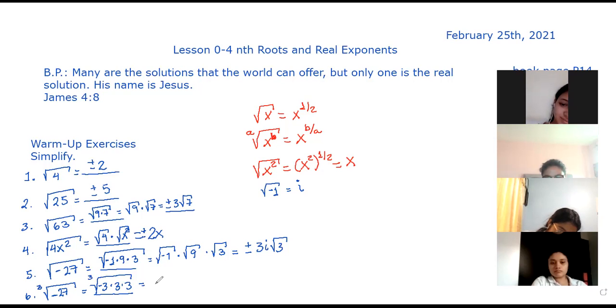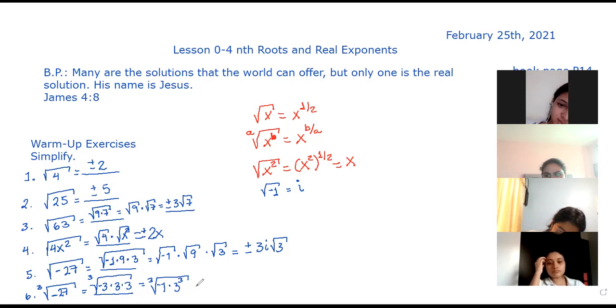Can you repeat? Okay, negative 27 can be written as negative 3 times 3 times 3. 3 times 3 is 9 and 9 times 3 is 27. And because it's negative, one of them will be negative, right? So you can factor this as negative 1 times 3 to the cube. Do we agree? Elvia, do we agree? Yes.